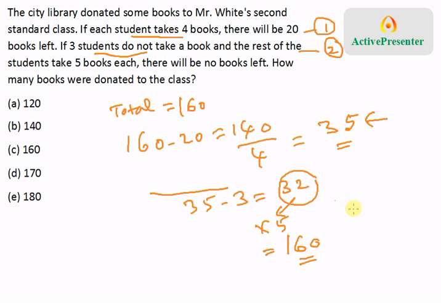Suppose this is homework for you. Suppose that instead of choice C, you take choice B, which is 140. Try that now. Take 140 as your total number of books as an answer choice. Apply this number to both conditions to see if it holds up. It won't, but try it out.